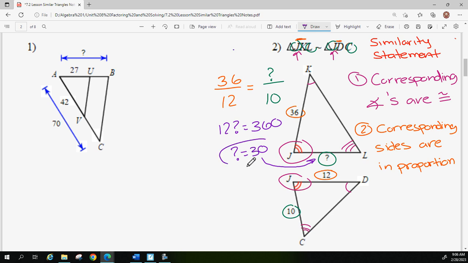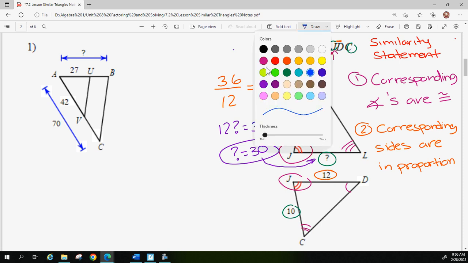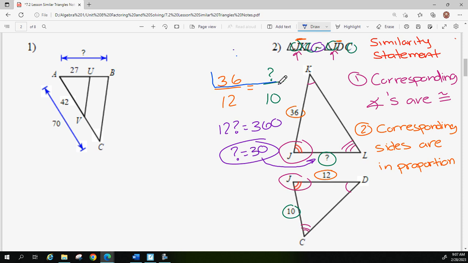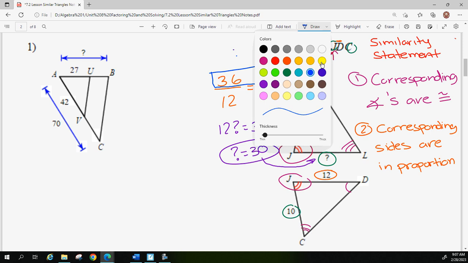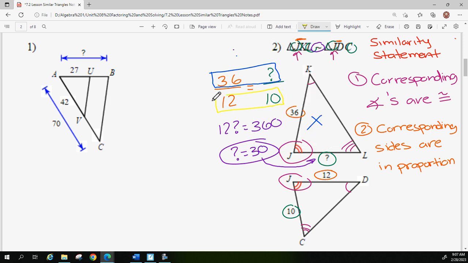So let me recap. When we have triangles that are similar, we know they're similar because of this symbol, the little squiggly. The corresponding angles are going to be congruent. They are going to be the same size. The corresponding sides are not going to be the same size. We are going to take the corresponding sides and we are going to write them as fractions. And if you notice, the top number in both of my fractions came from the same triangle. It came from this triangle, the big one. The bottom number in both of my fractions came from the same triangle, this one down here, the smaller one.